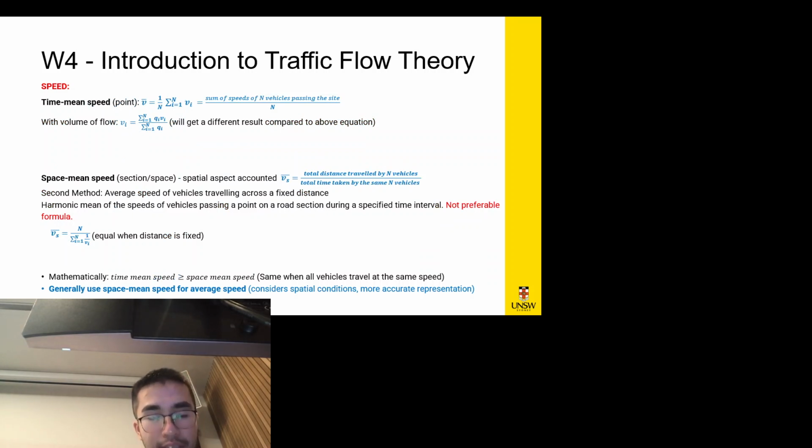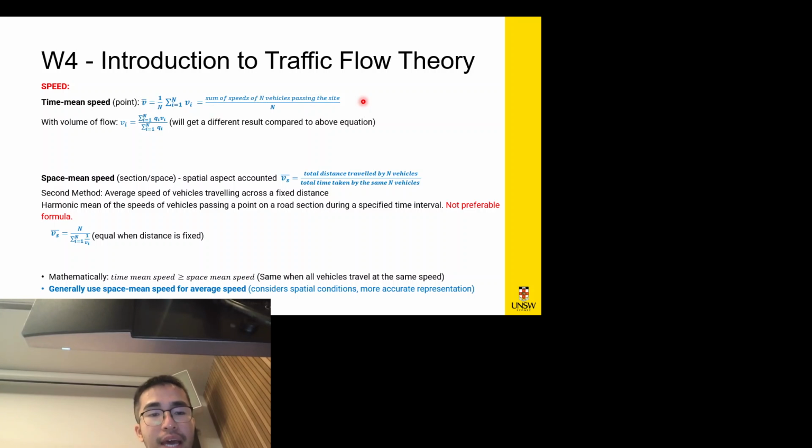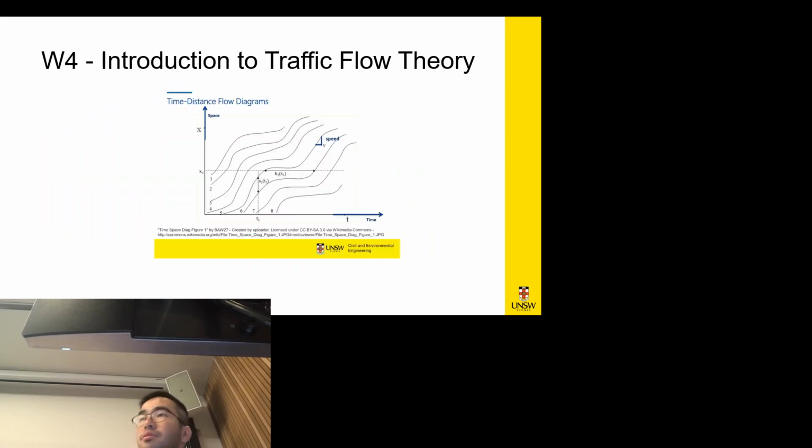There are 2 different types of speed that you would have been introduced to in week 4. Time mean speed, which is the algebraic average of all the speeds, and space mean speed, which also accounts for spatial distribution. That's equal to the total distance traveled by n vehicles on a road divided by the total time taken by the same n vehicles. You can also use the harmonic mean of the speeds, which is given by that formula. Mathematically, time mean speed will be greater than or equal to space mean speed, and they will be the same when all the vehicles travel at the same speed. You generally use space mean speed for average speed because it considers spatial distribution.